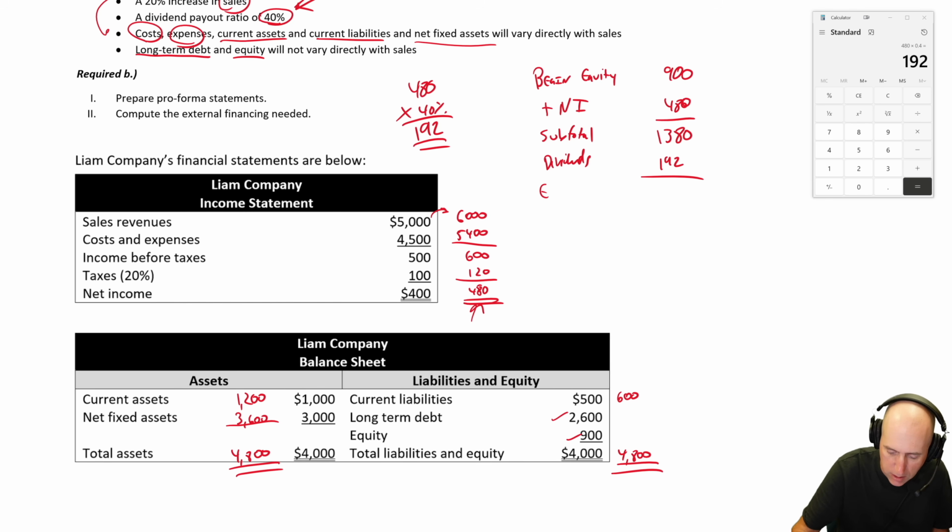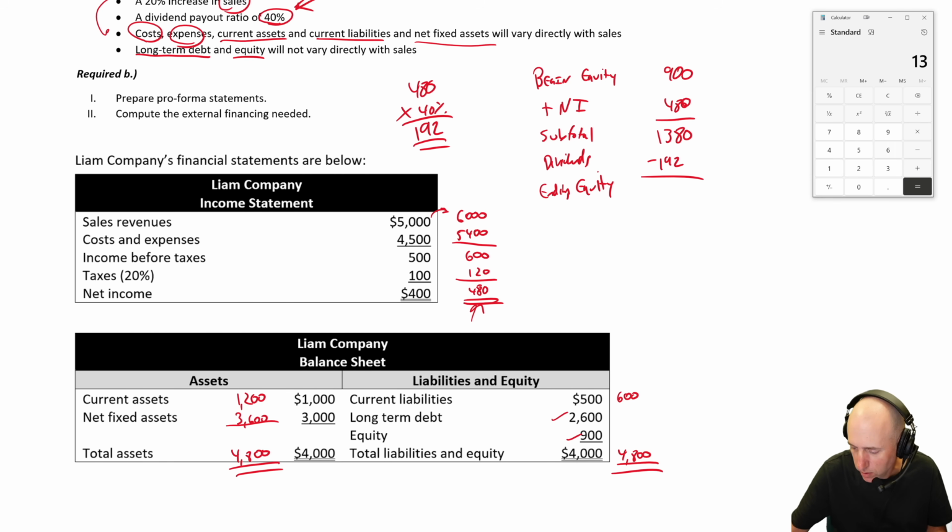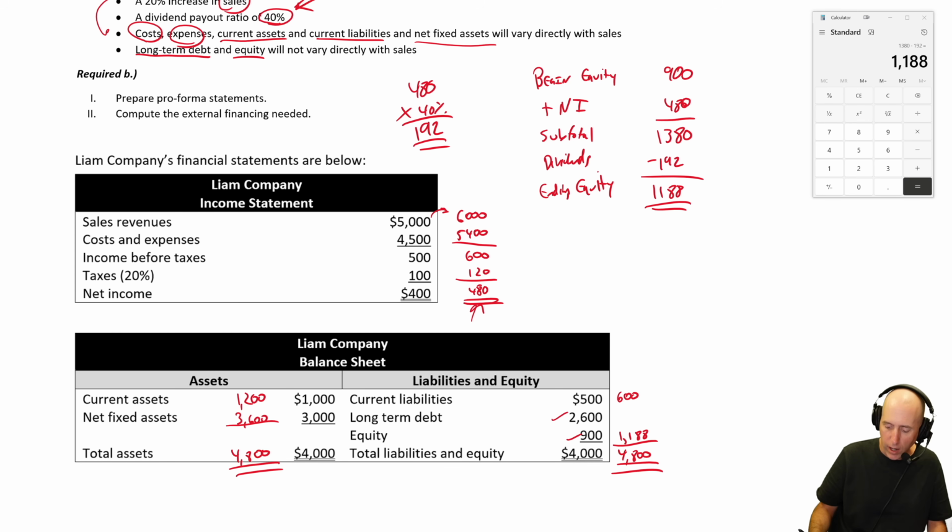192. So our ending equity is 1,380 minus 192. It's 1,188. Okay, so our ending equity is 1,188. Oops, I put the comma in the wrong spot there. So now I know, okay, I'm just missing one number. I know my total liabilities and equity is 4,800. I know my current liabilities are 600. I know my equity is 1,188. I just got to plug. My plug variable here is long-term debt.